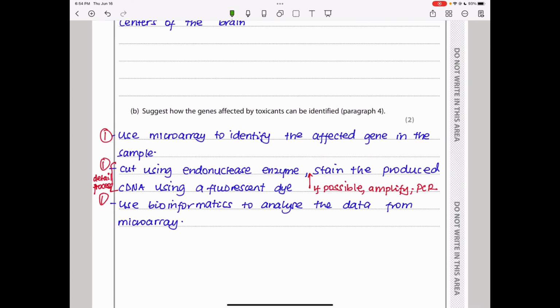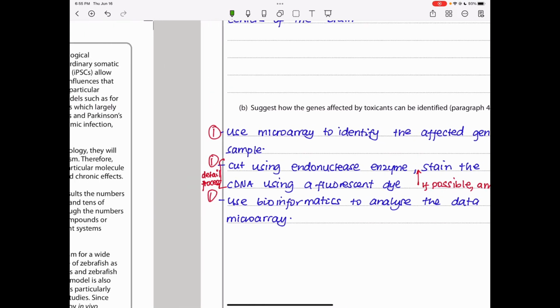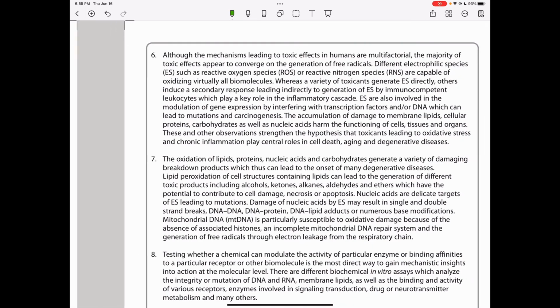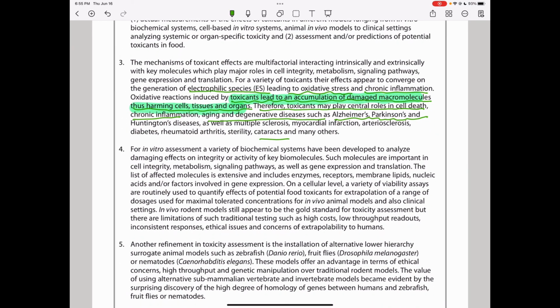So the next part, they say suggest how genes affected by toxicants can be identified, in paragraph 4. Paragraph 4, they talk about using microarray, endonucleases. Again, I'm going to take you back briefly. Paragraph 4, I'm really sorry for this, but I have to do it. They say for in vitro assessment, a variety of biochemical systems have been developed to analyze damaging effects on integrity and activity of key biomolecules.